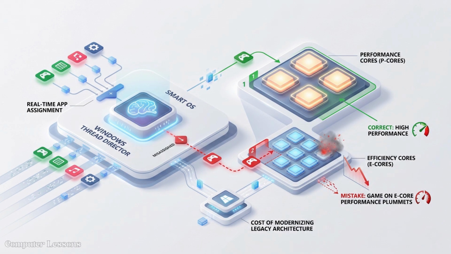This hybrid approach requires the operating system to be much smarter. The thread director in Windows must now decide which apps go to which cores in real time. If it makes a mistake and puts a game on an efficiency core, performance plummets. This management is the cost of trying to modernize the legacy architecture.